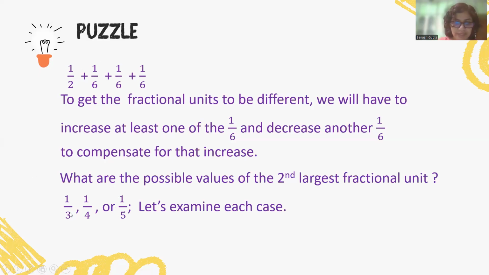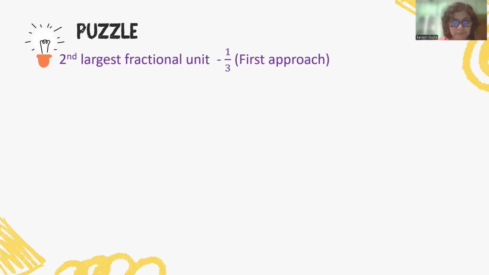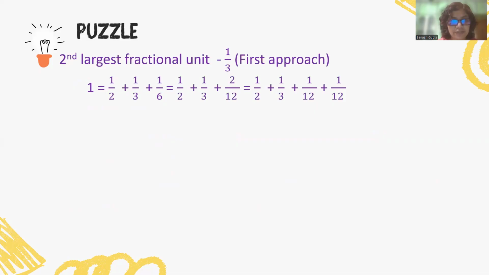So now let us examine each case. The second largest fractional unit is 1/3. So we can rewrite it as the first two are fixed, half plus 1/3. And we know that the next unit has to be 1/6. So now we have to break this 1/6 into two parts. So we make it 2/12. So we rewrite it as half plus 1/3 plus 2/12. And now we can further break it into 1/12 and 1/12 instead of 2/12. So we get four fractional units, but these two are the same.